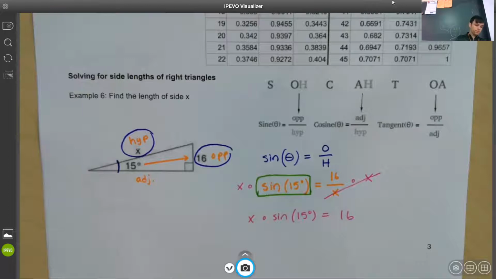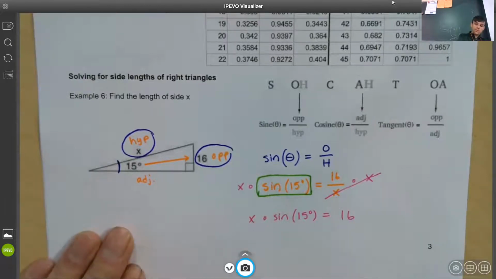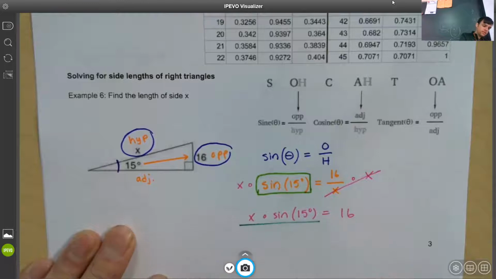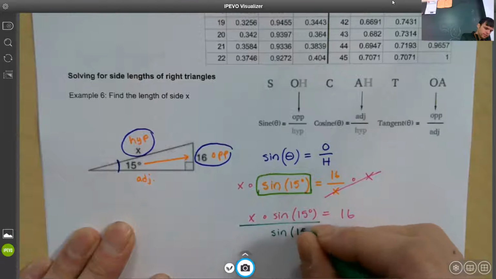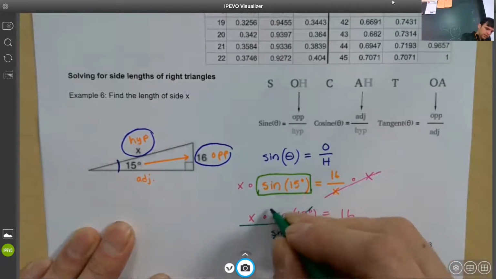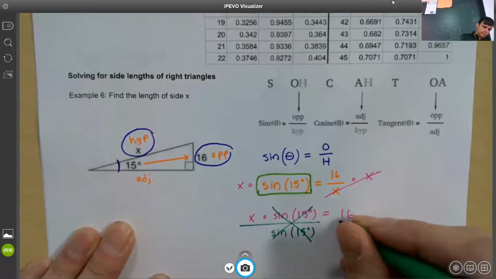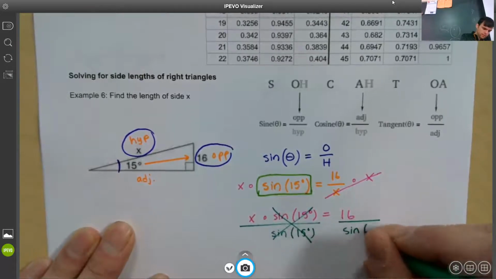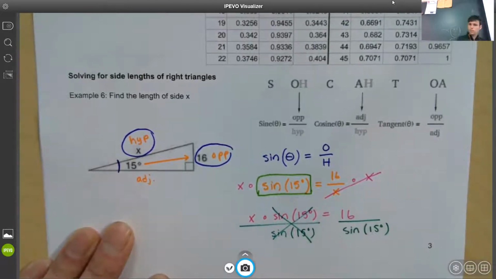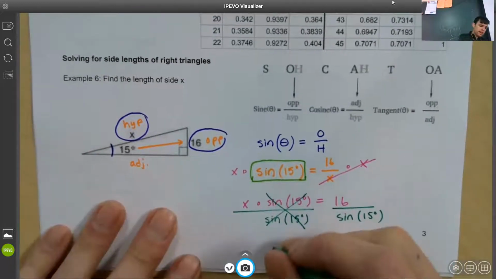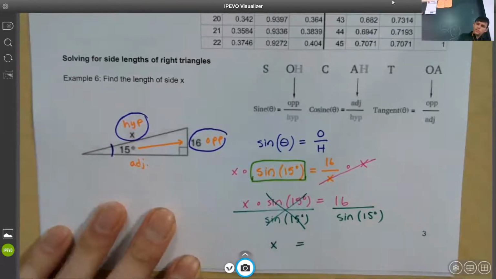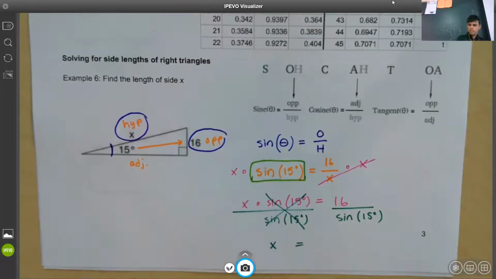So now to solve for x, I need to divide both sides by the sine of 15. Remember, the sine of 15 is just some number. It's 0.25 something. So we're dividing by the sine of 15, which again is just some number. Cancels it out, gets rid of it. I have to do it on both sides. So I have to divide over here as well. This is going to leave me with an answer. I have to perform this calculation. I have to figure out what 16 divided by the sine of 15 is.